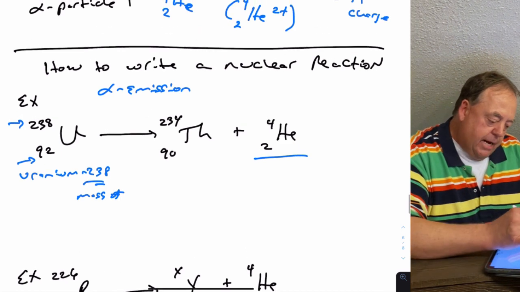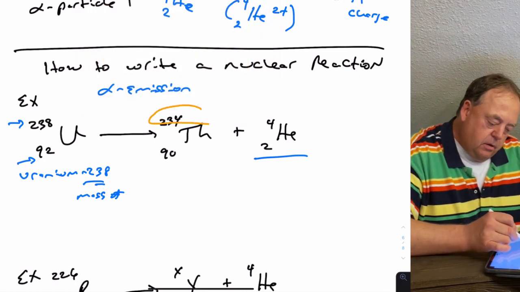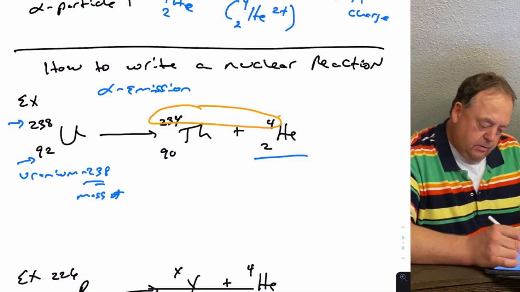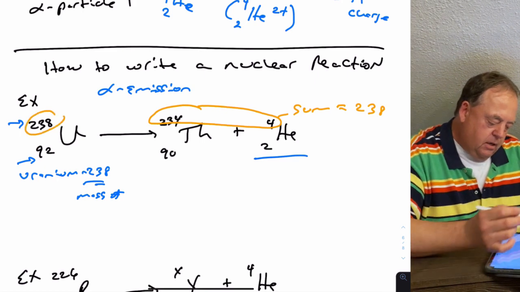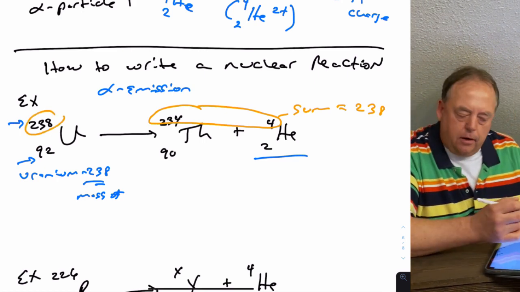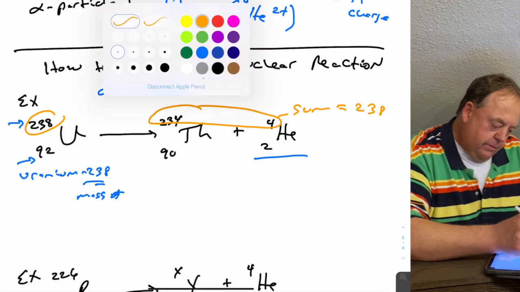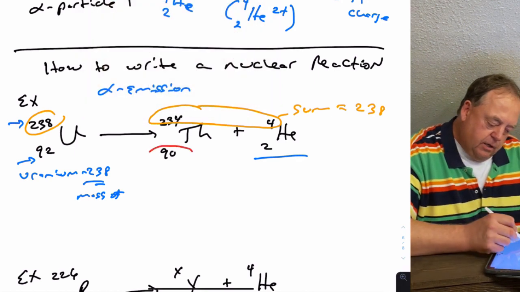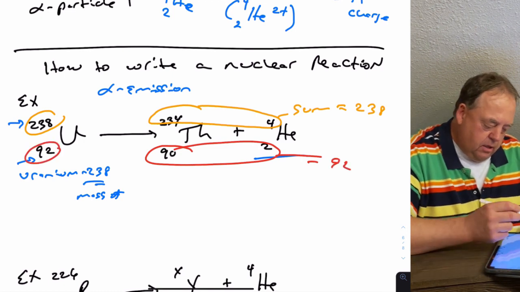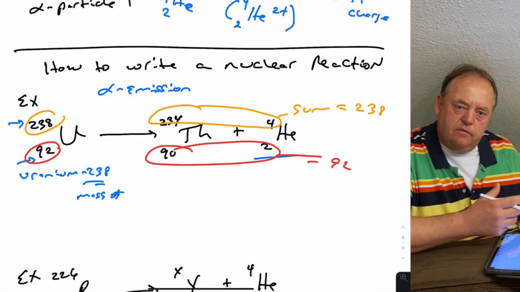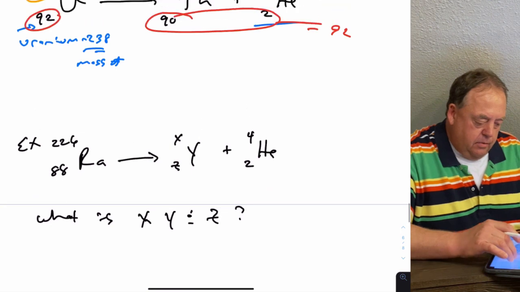So when you write nuclear reactions, one thing you have to keep in mind is that the sum of the superscripts on the right has to equal the sum of the superscripts on the left of the arrow. So the total mass number has to stay the same. And then the same is true for the subscripts. If you take the subscripts 90 and 2, it has to equal the sum of the subscripts on the left of the arrow as well. Okay, so this could be useful if you keep that in mind.